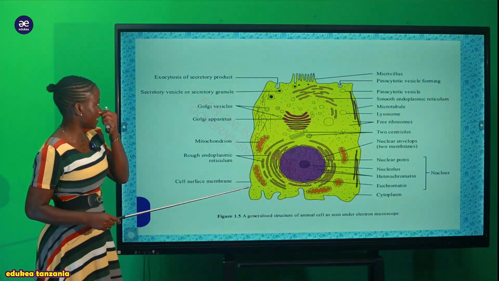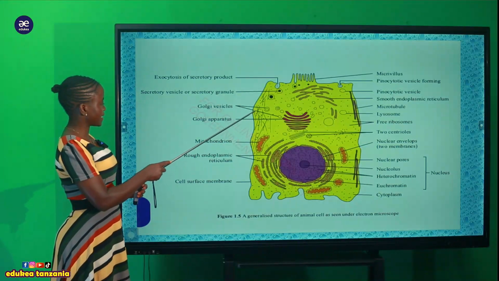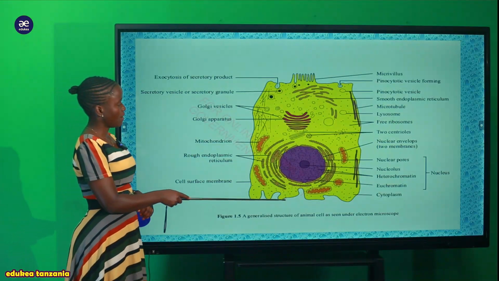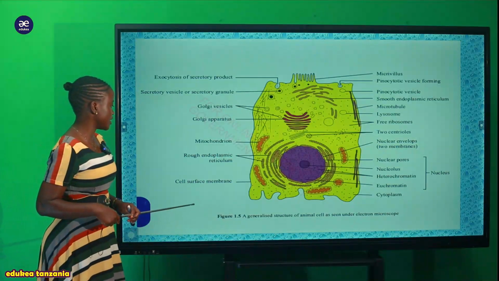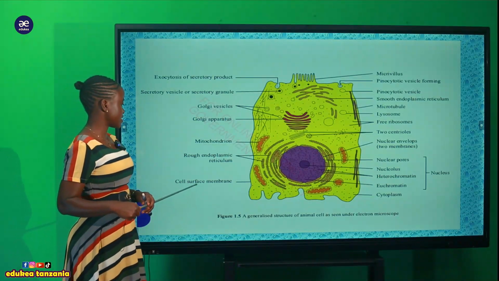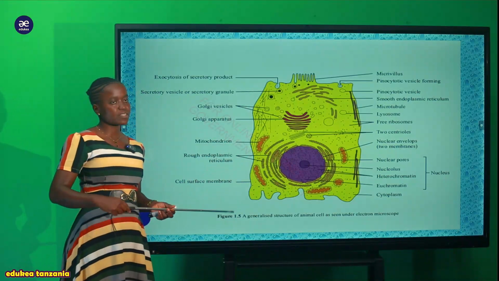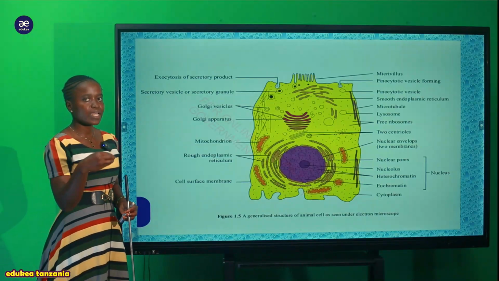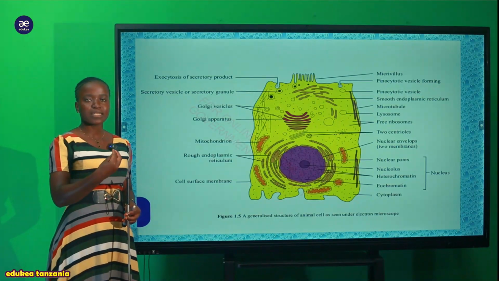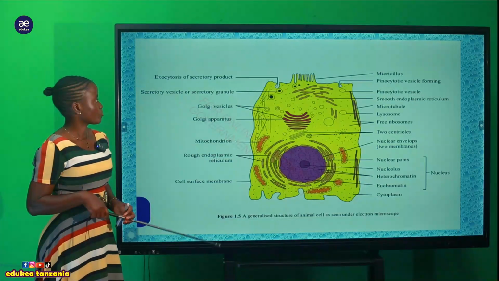So now you can see within the animal cell, we have the outer part. The outer part of a cell is called the cell surface membrane. We have seen that it is selectively permeable. That is, it allows material to enter in, and also it allows material to get out of the cell.